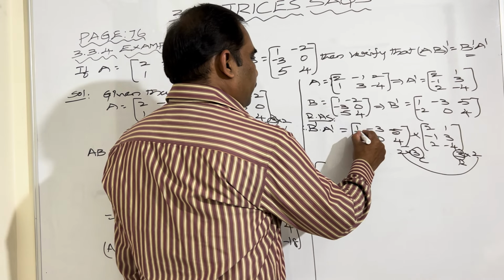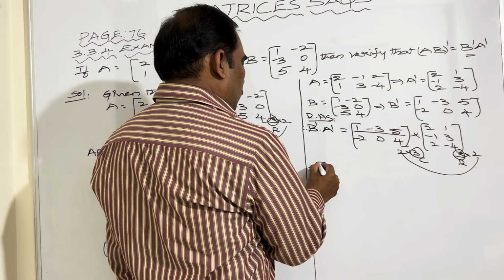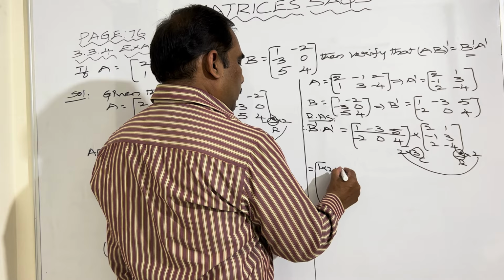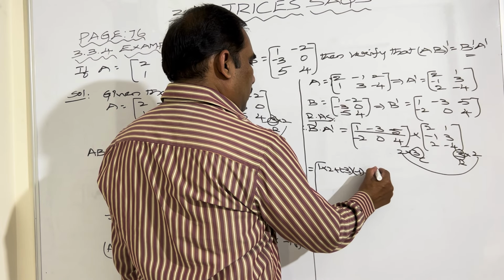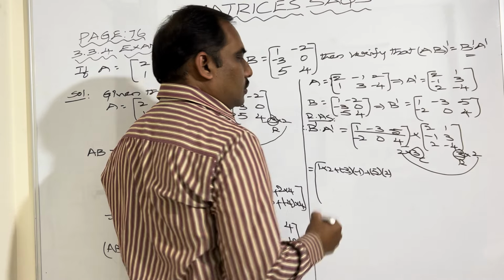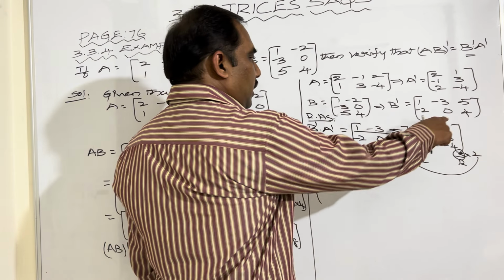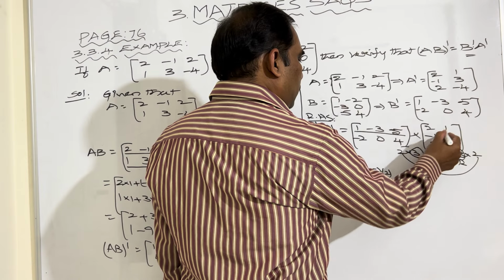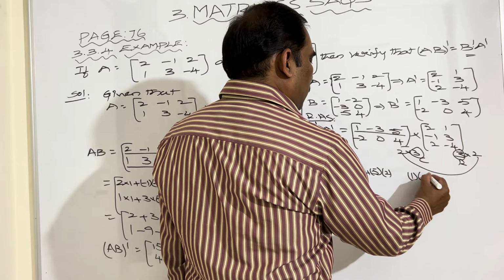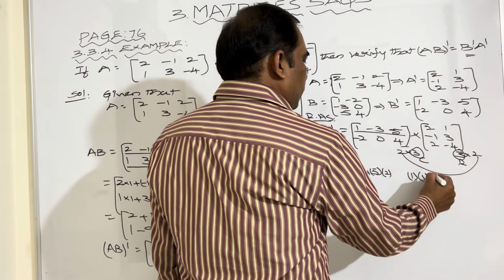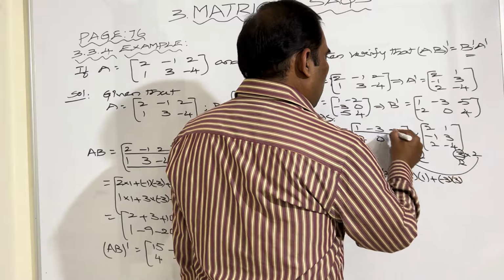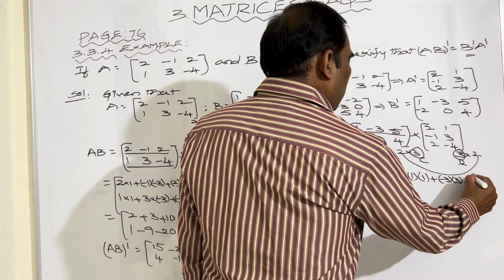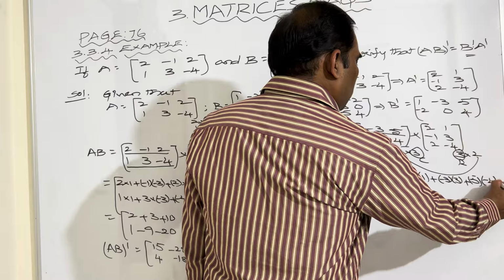Multiply the first row, first column: 1 into 2 plus minus 3 into minus 1 plus 5 into 2. Again, first row, second column, writing in the place of first row, second column: 1 into 1 plus minus 3 into 3 plus 5 into minus 4.